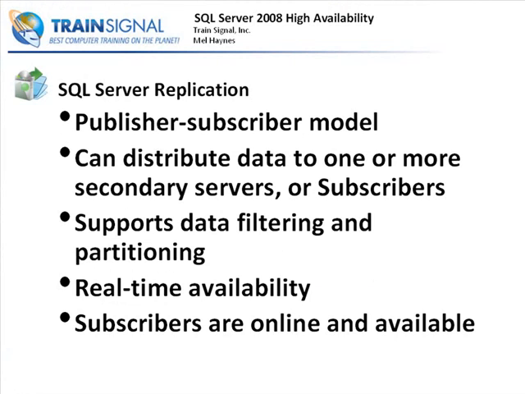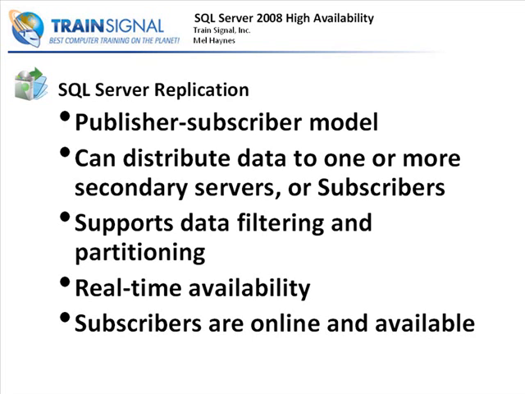And for our fourth and final option, as far as high availability, I wanted to look at SQL Server replication. Replication uses the concept of some source for your information. The term they use is a publisher, and then some location where that information ends up. The term they use for that is subscriber, so the model is known as the publisher subscriber model. Some of the benefits here is you can distribute data to multiple servers, secondary servers known as subscribers. And some other cool things you can do with replication include data filtering and partitioning.